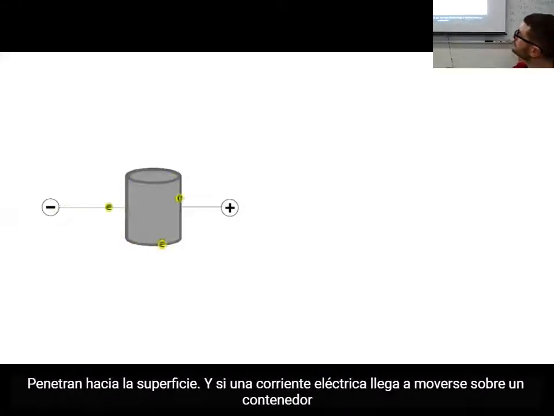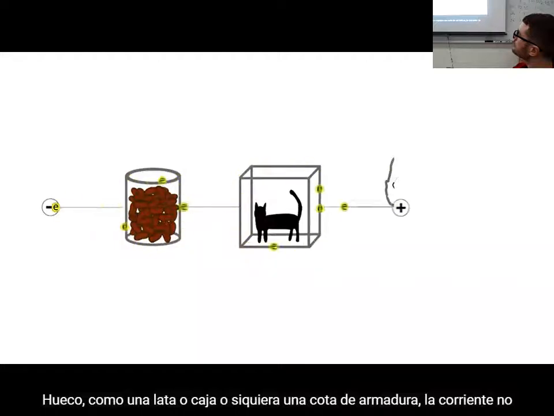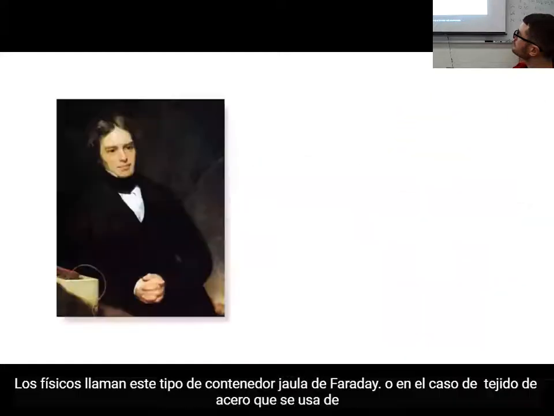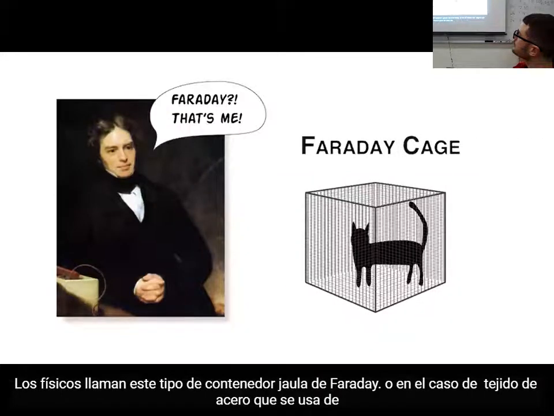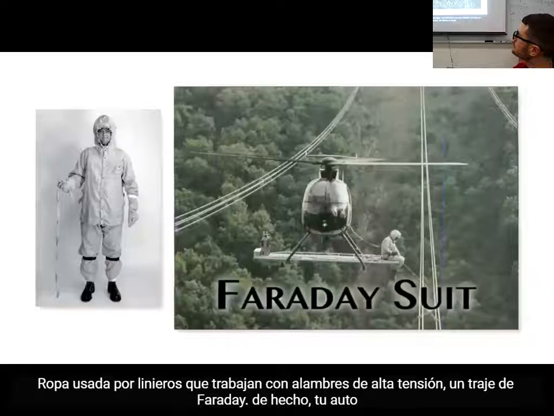And if an electrical current happens to be moving over a hollow metal container, like a can or a box or even a welded coat of armor, the current won't reach the inside of the container. Physicists call this kind of container a Faraday cage, or in the case of the steel-woven clothing worn by linemen working on high-voltage wires, a Faraday suit.